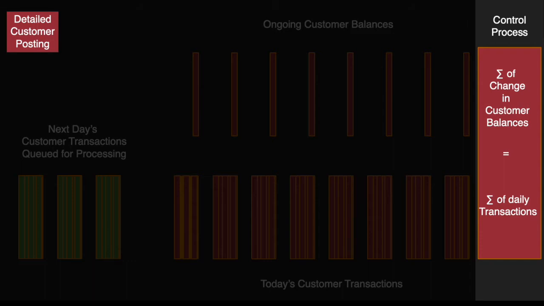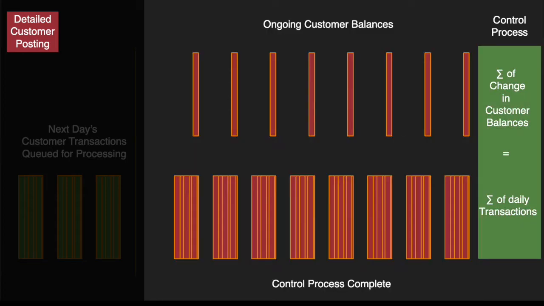The last step in the detailed customer posting process is a control process which checks to make sure that all of the transactions accumulated from the prior day's period have been appropriately posted and updated the balances, and the database is left in a completely stable, steady state. The test of that process is to sum the daily transactions across some set of keys and make sure that they're equal to the change in the customer balances from that same set.